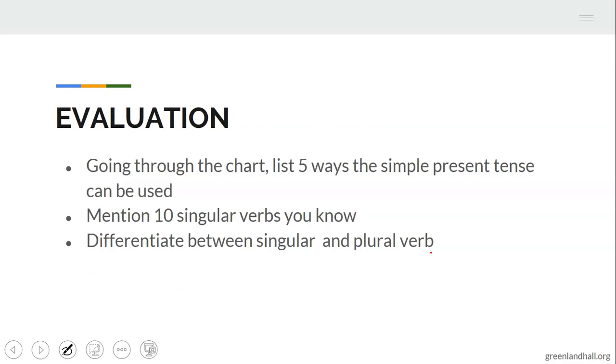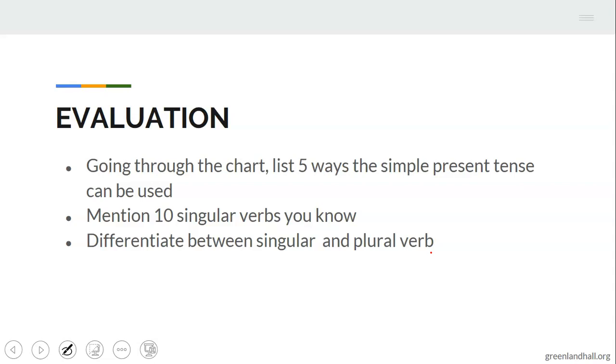Mention 10 singular verbs you know. That's very, very simple. I can hear you saying, wow, that's simple. Okay, can we have them? Writes, jumps, swims, walks, somersaults, drums, tells, climbs, sweeps, sleeps. Okay, can I have more? Good. Now let's have the last one.